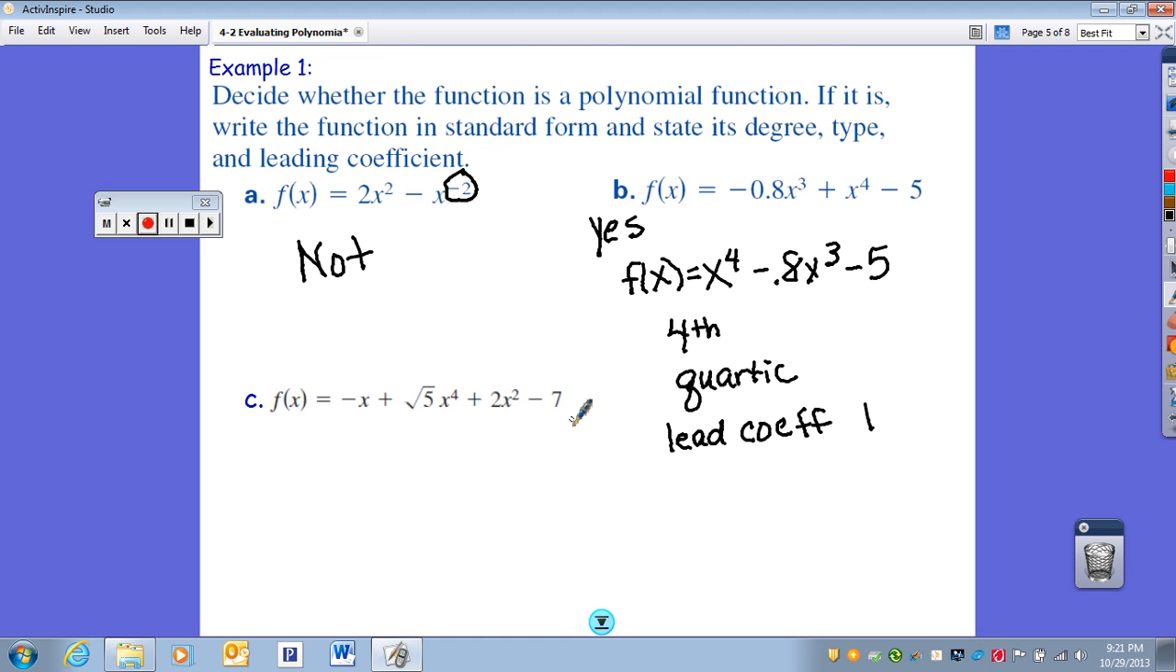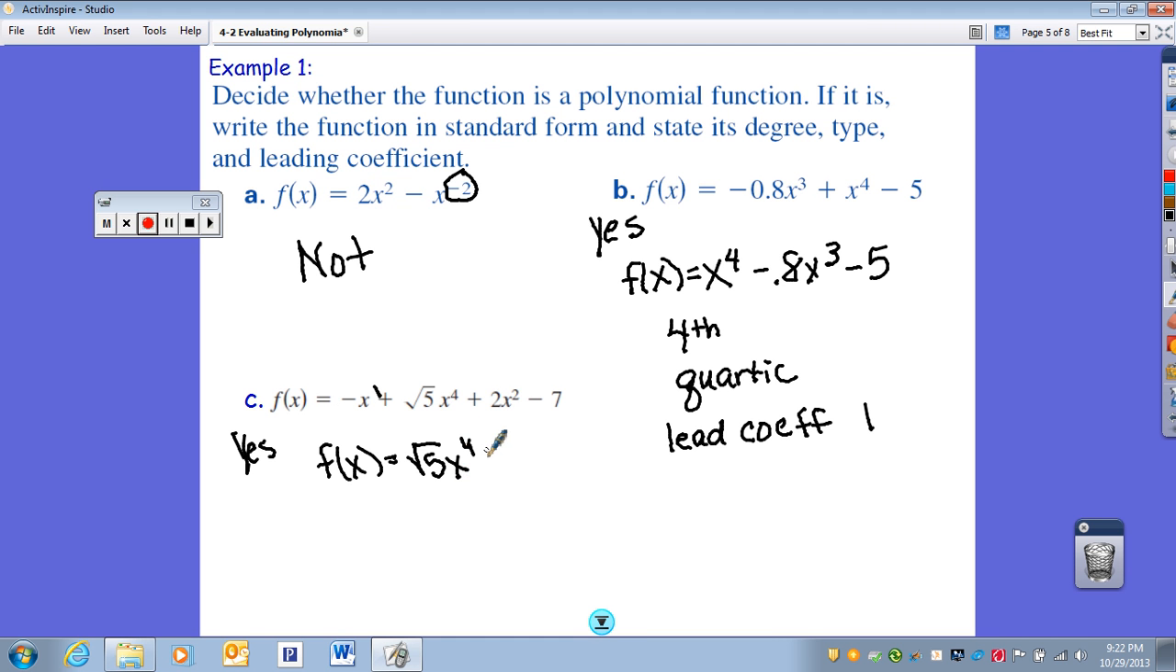Let's take a look at letter C. We want to first look at the exponents. Negative x, that would be to the first power, to the fourth power, second power, and the constant term. So all of our exponents are whole numbers, and then it asks us to have the real numbers as our coefficients. We have a negative 1, the square root of 5, 2, and negative 7. Yes, this is a function. It fits our rules. So now we want to put this function into standard form. So we'll start with our largest exponent term, which would be x to the fourth. So we have the square root of 5x to the fourth power.